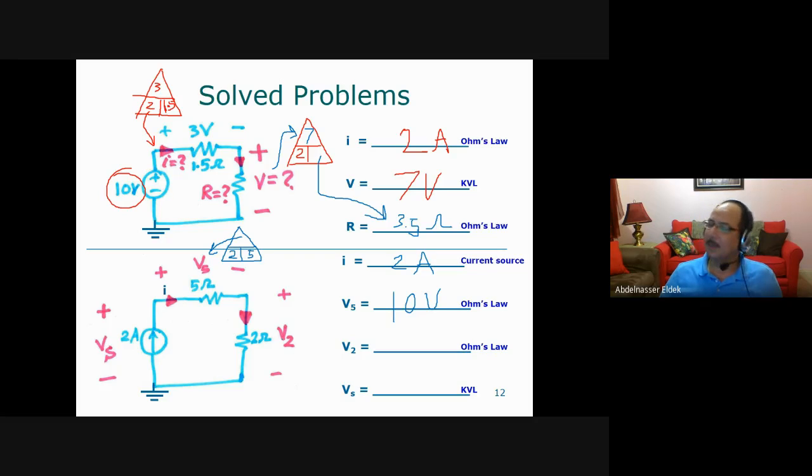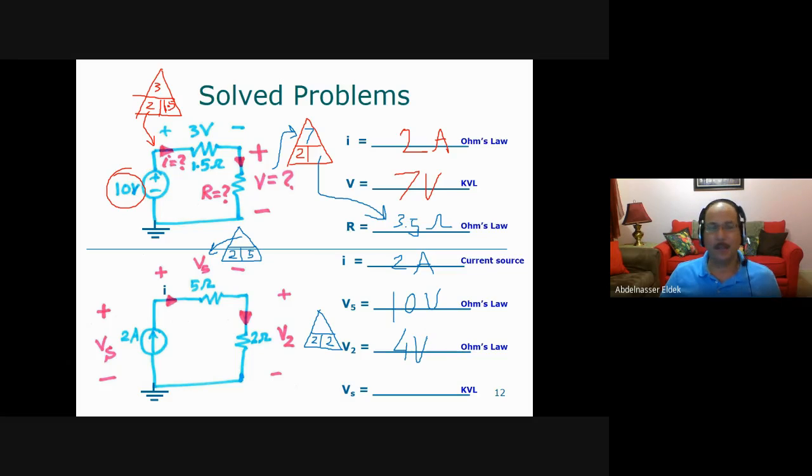What about V2? Can I calculate V2? Yes, I can also calculate V2 using Ohm's law. Why? Because the resistance is 2 and the current is still 2 ampere. Remember, it's the same current. The current does not change. So it's 2 times 2 is 4. So it's 4 volt.